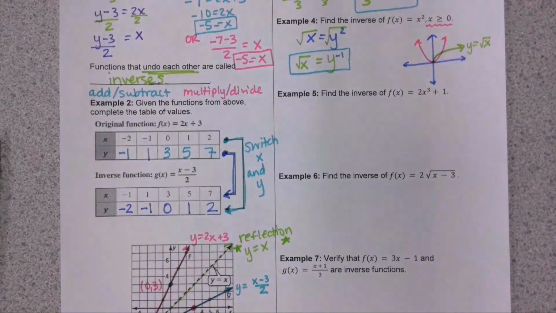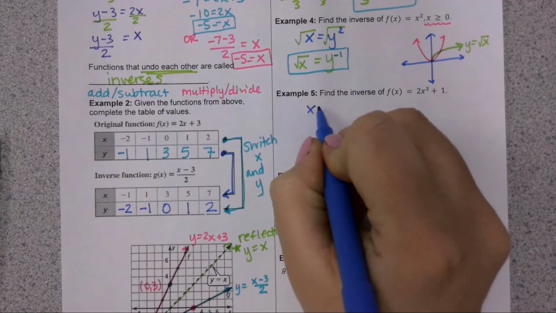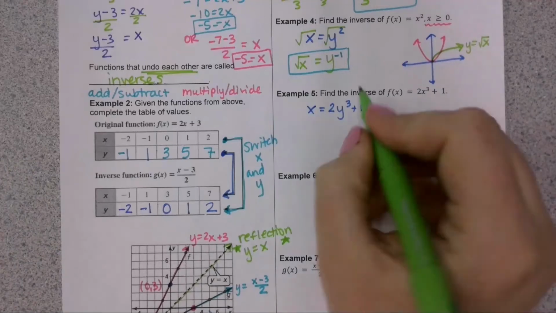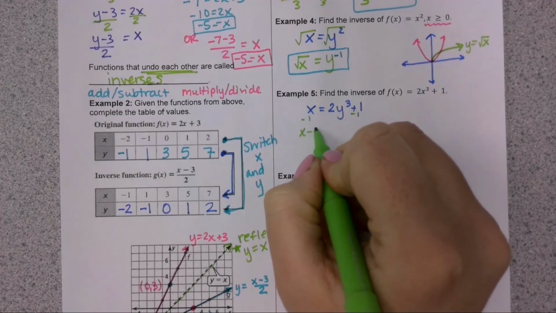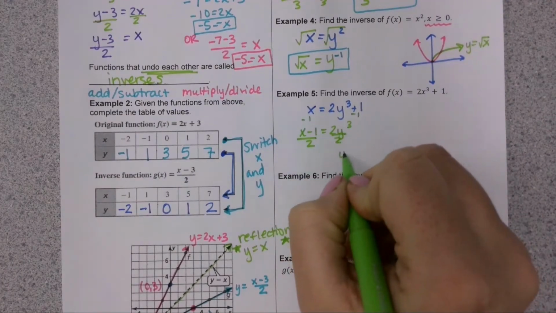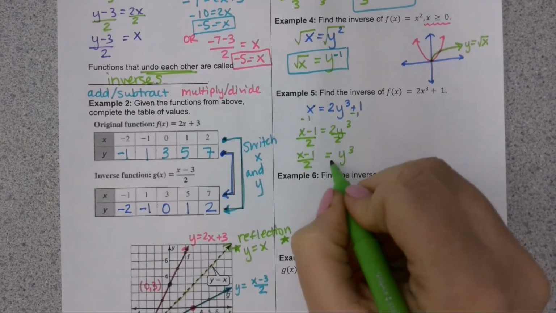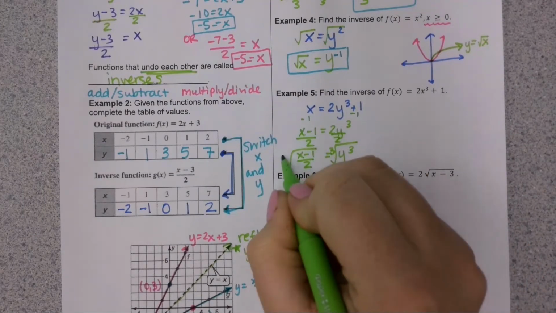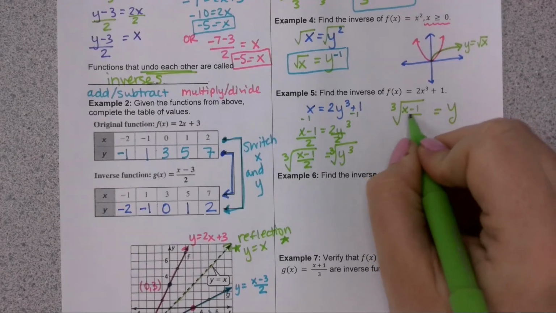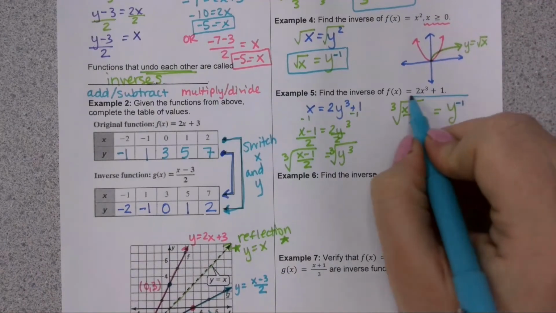Take a look at number 5. Our first step would be to switch x and y. So we're going to write x equals 2y cubed plus 1. Then we're going to start solving for y by subtracting 1 from both sides and then dividing by 2. So we have y cubed equals (x minus 1) over 2. To undo a cube, we have to take the cube root. Our final answer here would be that y is going to be the cube root of (x minus 1) over 2. And we finally need to notate that this is not a normal y, it's actually our inverse y.